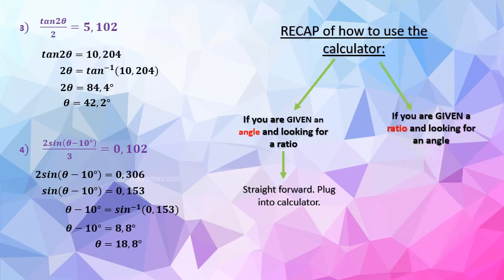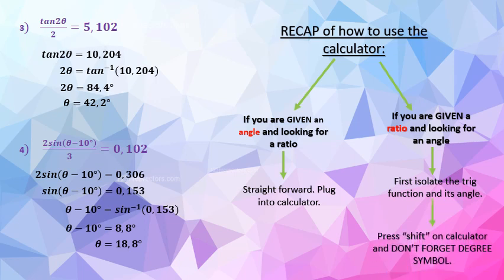Then, if you are given a ratio and you're looking for an angle, that's when you need to make sure that tan, sine, or cos is by itself with that angle. So you use algebra, you use inverse operations. If it's been times by something, you divide, etc., etc. Then you can press shift on your calculator to get the final answer as an angle. So don't forget the degree symbol.